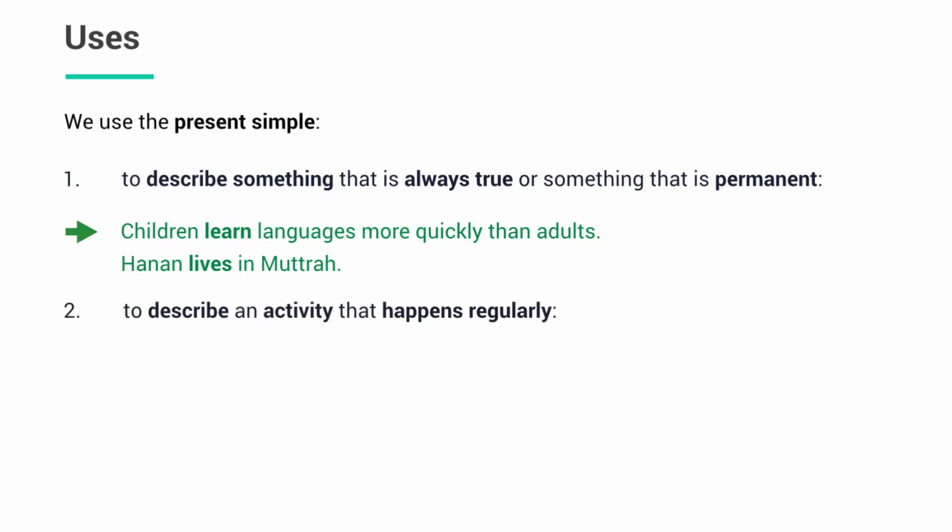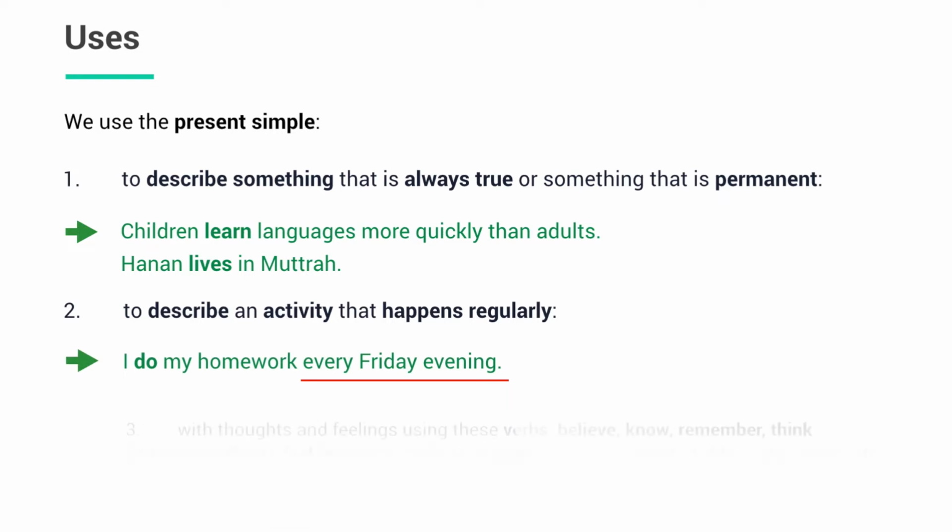Secondly, we also use the present simple to describe an activity that happens regularly. For instance, I do my homework every Friday evening. The phrase every Friday evening shows something is happening regularly. In this case, it happens every Friday evening, not just 1 or 2 days.